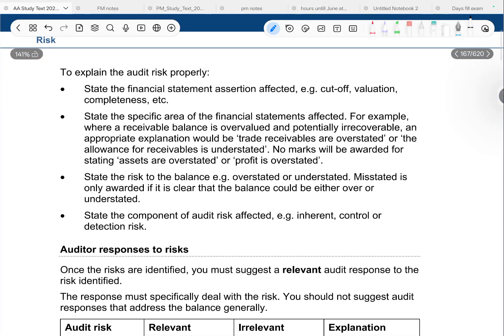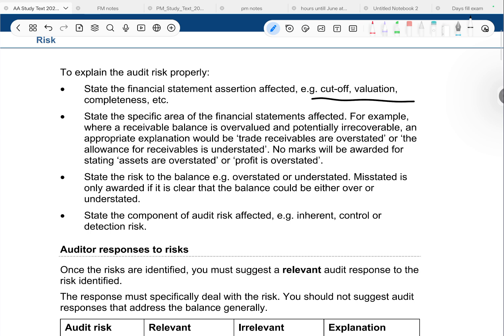To properly explain an audit risk in the exam, you need to follow a clear structure. First, identify the financial statement assertion affected, such as valuation, completeness, or cutoff. And if you have problems in this area, I have also created a separate video for this. This is an area which I had a lot of problems understanding during my audit paper. So I've made it a bit simpler for you, so you can watch that video on my channel.